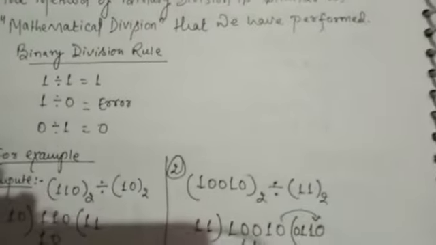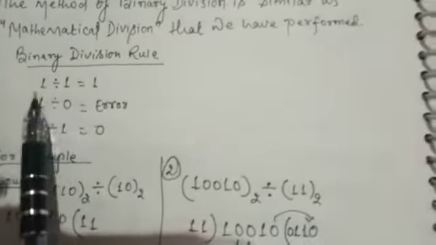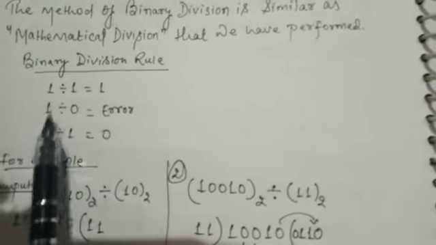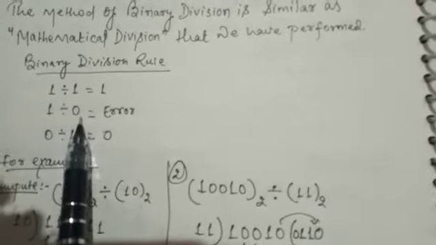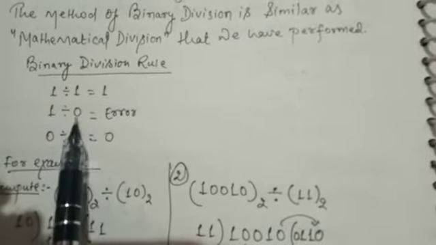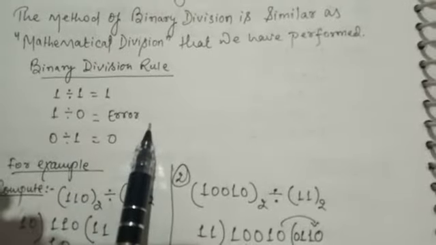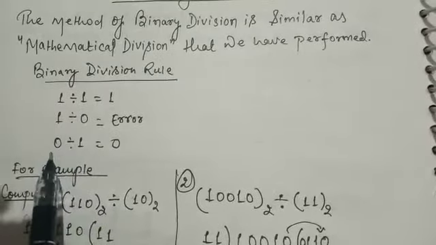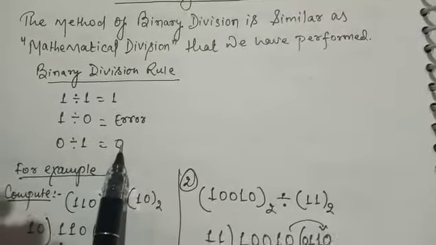Okay, the rules for the binary division process are here. If 1 is divided by 1, the output is 1. If 1 is divided by 0, it is not possible. We cannot perform the division operation by 0 with any value, so it generates an error. If the value is 0 and we divide by 1, the output is 0.